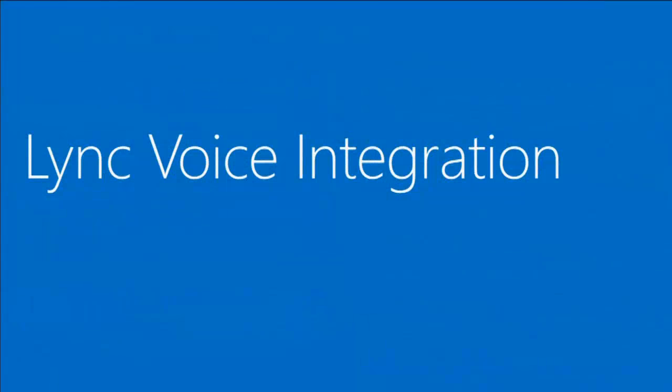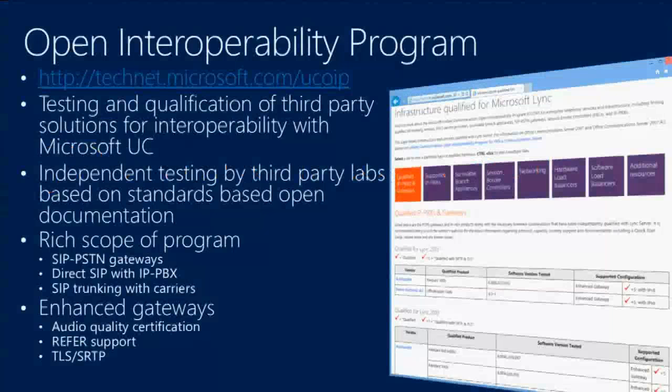Okay, so now we found out why we want to have Link. Now let's talk about how we can integrate Link into our telephony. I want to start here with the Open Interoperability Program. I hope everyone is aware that Microsoft has this program. And what we are basically doing is we're testing all kind of equipment if it's compatible with Link.